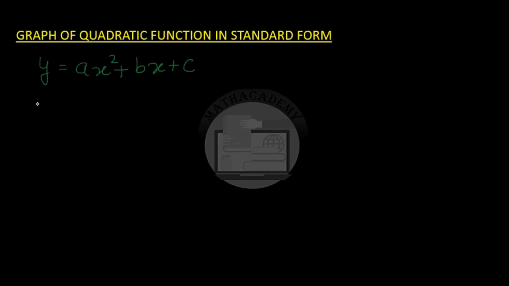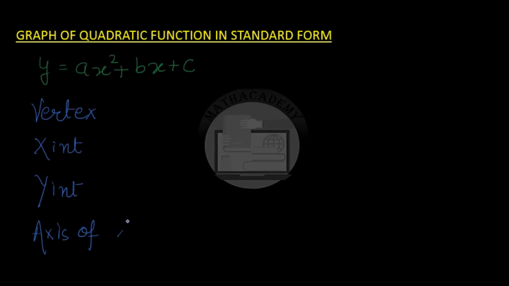And in this video, we will see, if the quadratic function is in this form, then what will be the vertex of the quadratic function, what will be the x-intercept, the y-intercept of this quadratic function, and also the axis of symmetry. These are the four things which we will see for a particular quadratic function which is in the standard form. Okay, so let's move ahead.